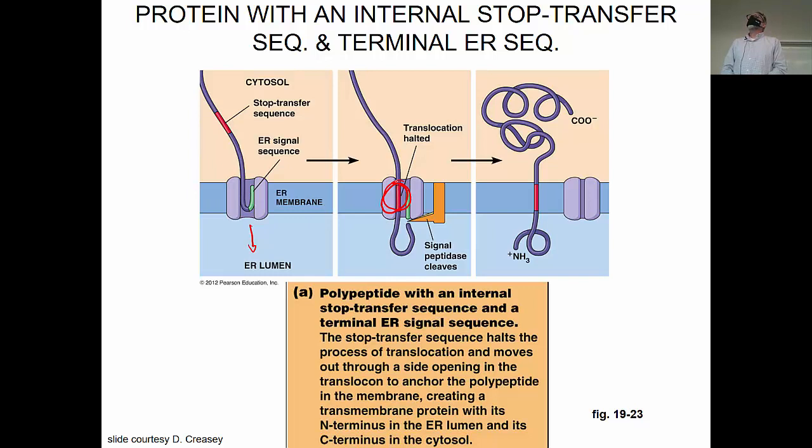Yeah, those are going to be nonpolar because they're ultimately, as we can see in the panel on the right, embedded into the membrane. So in this case, we would have a single pass transmembrane protein that goes across one time.